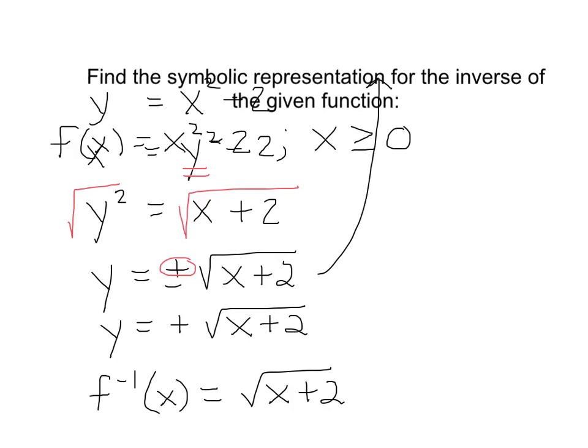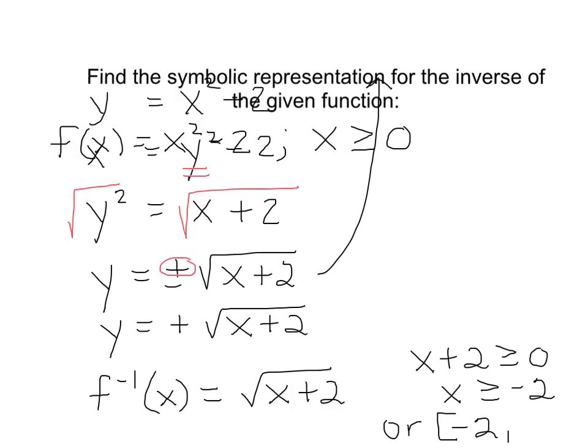But now this resulting function, the inverse function, also has a restriction on its domain, because we know that x plus 2 has to be greater than or equal to 0 in order for that function to be defined. So x has to be greater than or equal to -2. Or in interval notation, that would be a bracket, -2, comma, infinity.